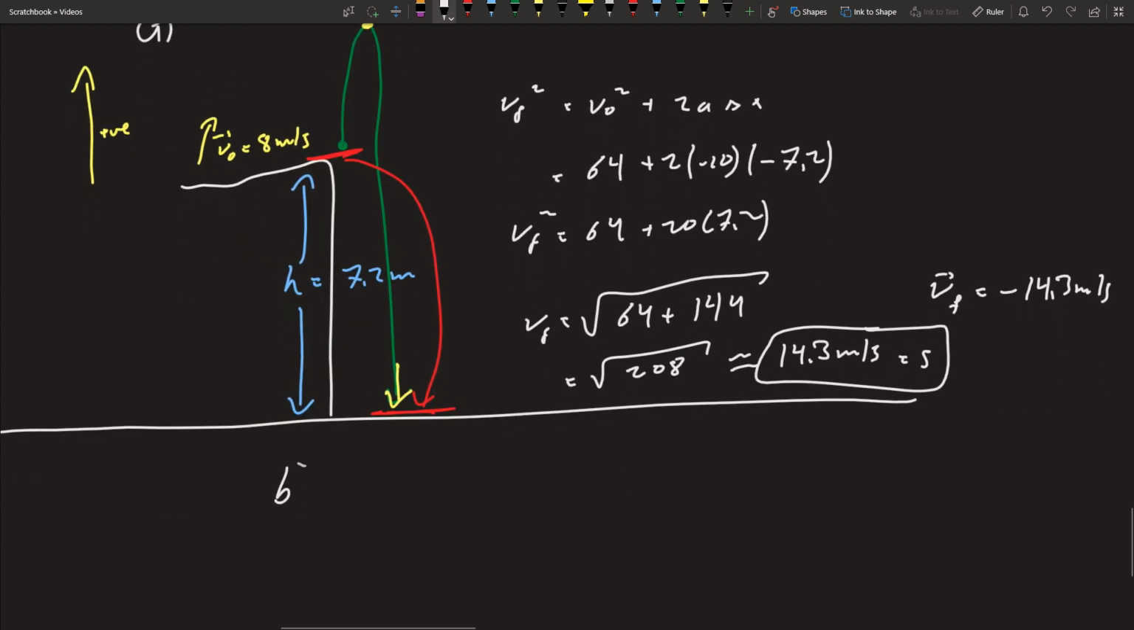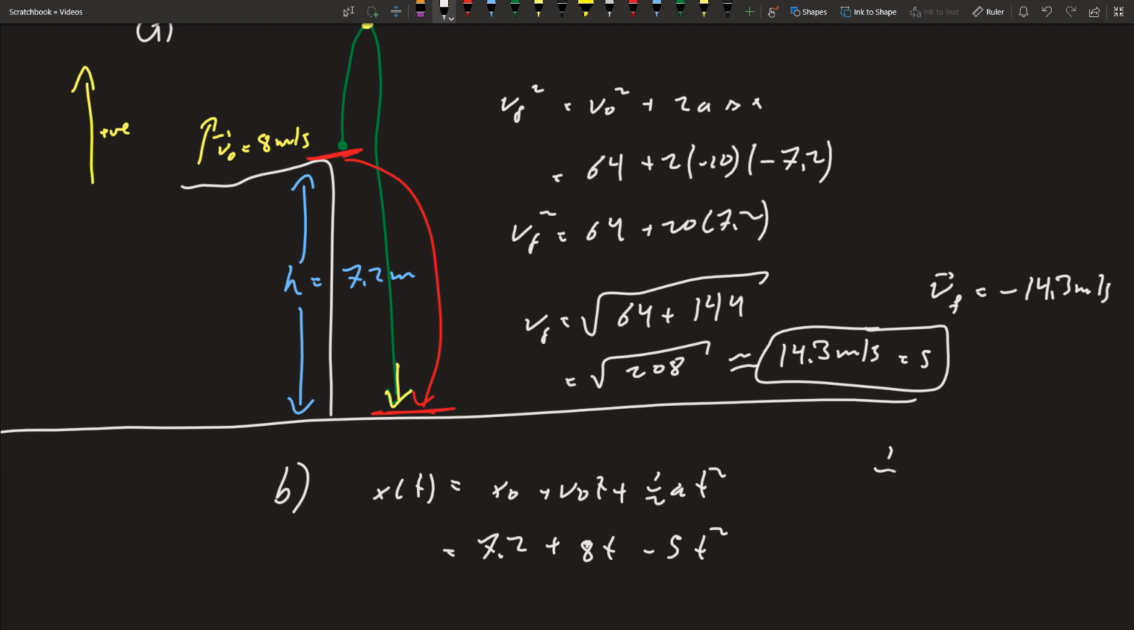Part B. Find the time which elapses from the moment when the stone is released until the stone hits the ground. So, when does it hit the ground? It's when the position is 0, right? So we have the position, x of t is equal to x0 plus v0t plus half at squared, right? What's x0? It's the initial height, which is 7.2, plus v0 t, and then we have a minus 5t squared. Minus 5 because we have a half a. What's a? a is negative 10, right? So we have negative 5 over here.